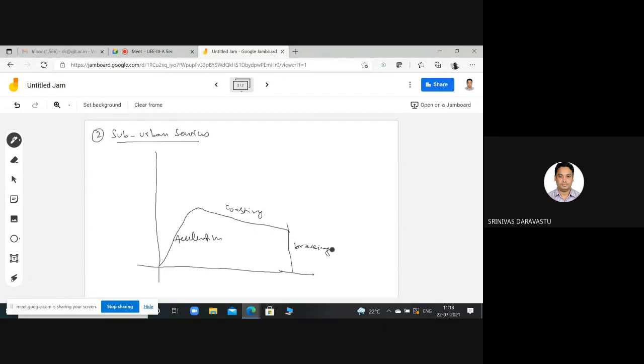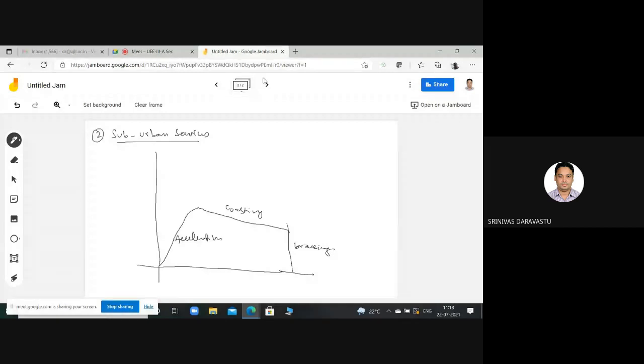Okay. Generally, the curve is similar to the urban services. The only difference is the longer coasting period. Longer coasting period ఎందుకు ఉంటుందంటే distance between the two stops is high compared to urban services. Similarly, ఇక్కడ కూడా high values of acceleration and retardation values are there.